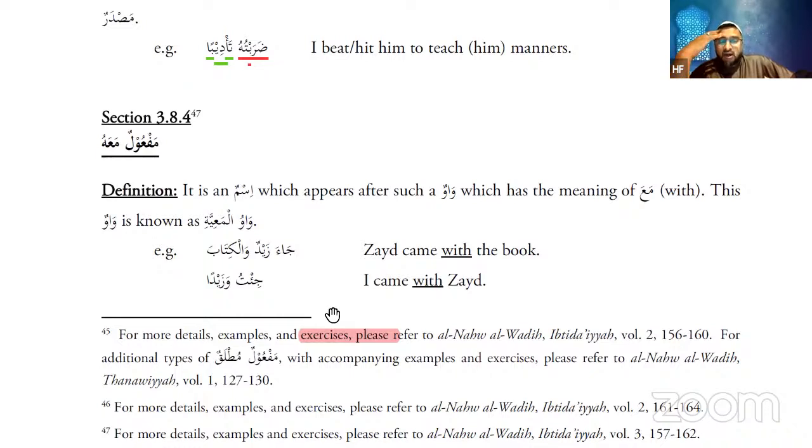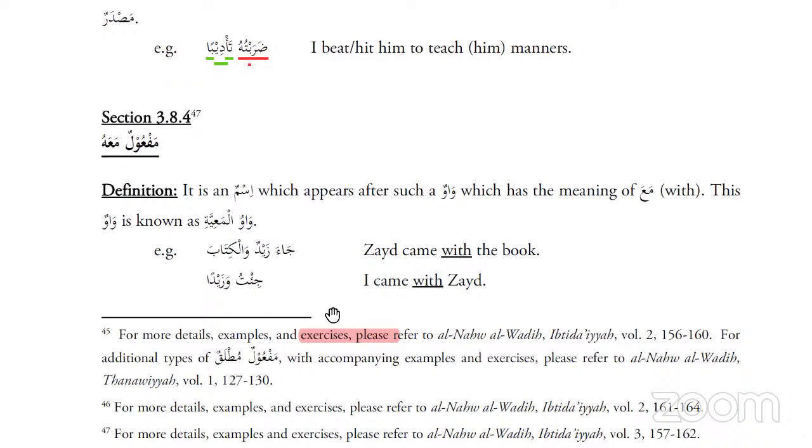So remember, this waw here is called waw al-ma'iyya. It's called the waw of accompanying, the waw of accompanying the object. So it comes with the object, before the object. Ja'a Zaydun wal kitaba, Ja'a wa Zaydan. Aghasanali, is that clear for yourself?